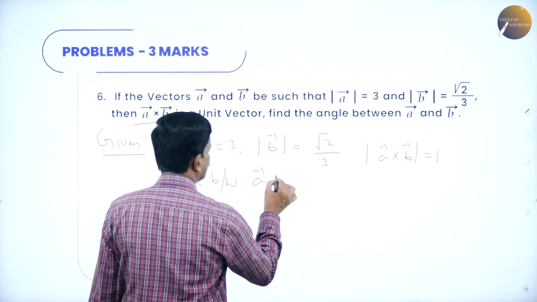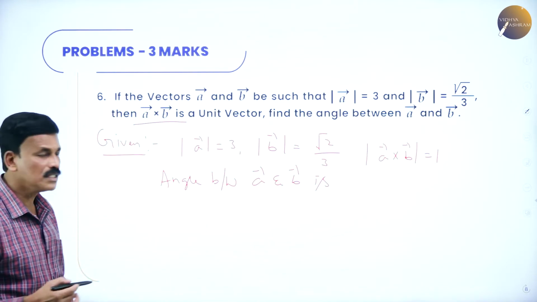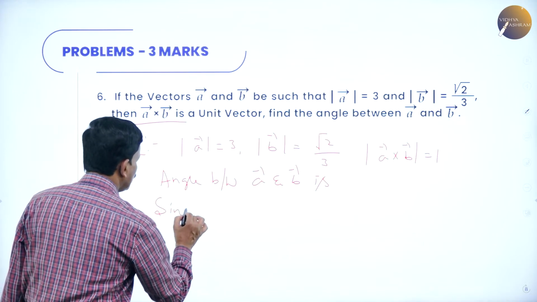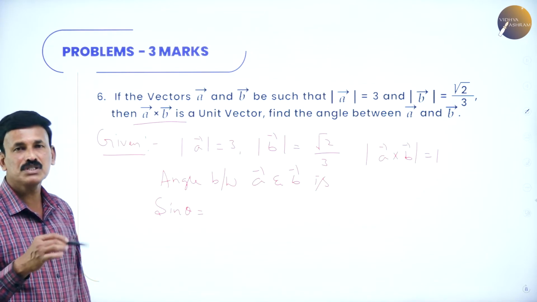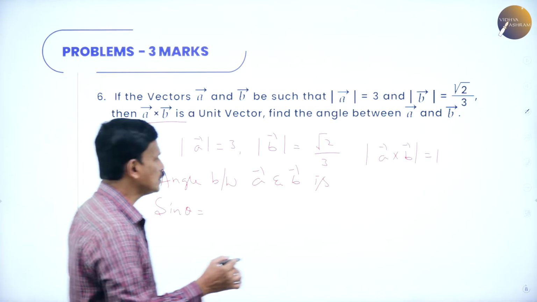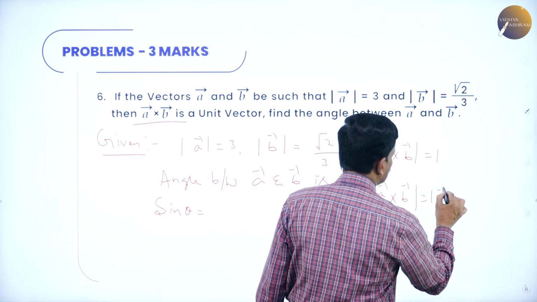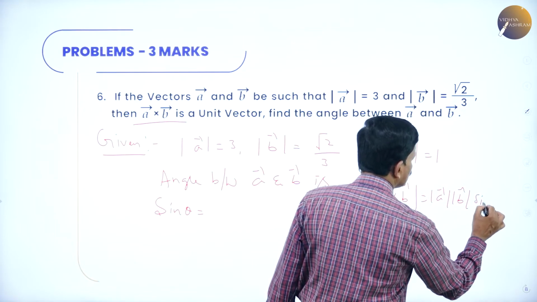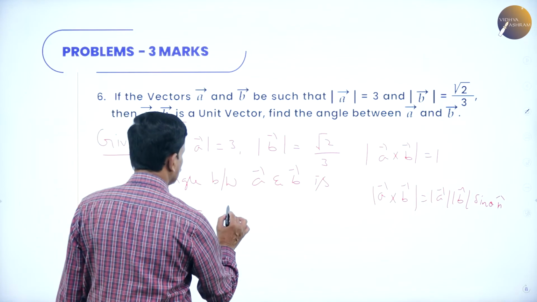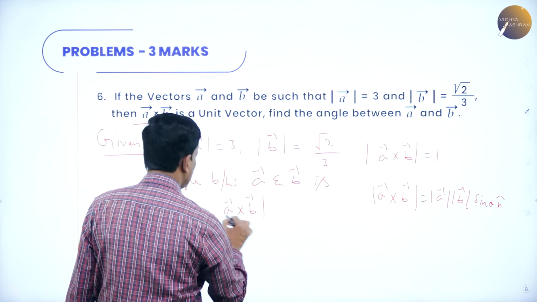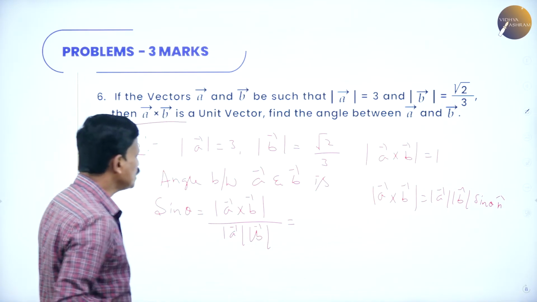The angle between vectors a and b is given by, whenever the cross product is given, the angle is sine theta. Whenever the dot product is given, the angle is from a dot b. Because a cross b is equal to length of a into length of b into sine theta into n cap. Therefore sine theta is equal to length of a cross b divided by length of a into length of b.